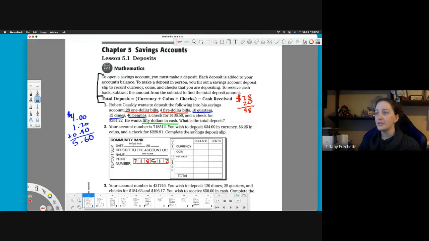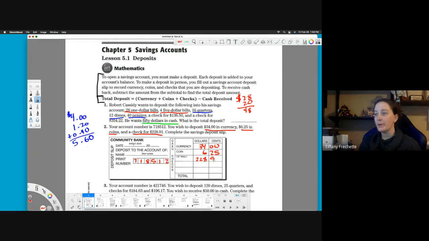So they told us you wish to deposit $34 in currency, $6.25 in coins, and a check for $228.91. So pretty straightforward. We don't even have to add the separate pieces together. We already have a total currency added. So we just write it in. And then coins. So I go to the coin section and I write it in. Check. We just start listing that here.